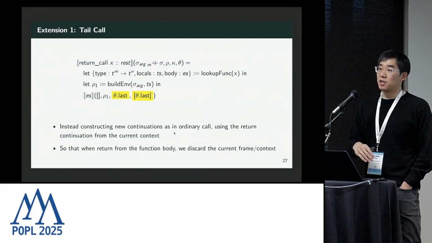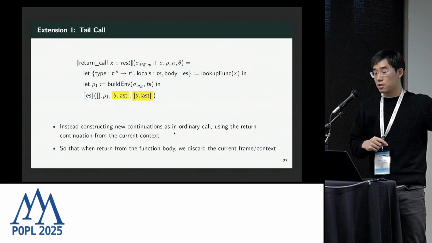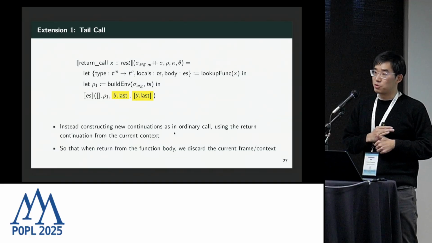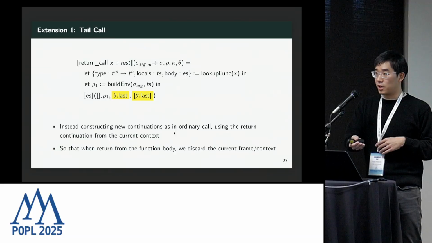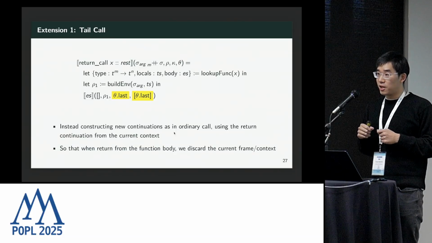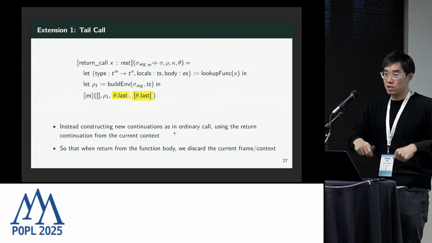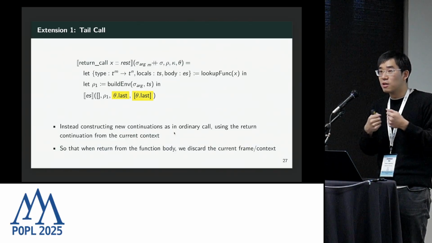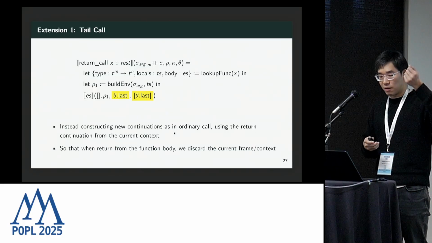Instead of constructing a new continuation, coming back to the instruction of rest, we are just using the last escaping continuation on the trail, which is the theta last, and passing it into the loop body. Meaning that if there is a return instruction inside of the function body, we are returning directly to the caller of this current function frame. Basically, we're discarding this function frame and never coming back again. So we're jumping one more level here.